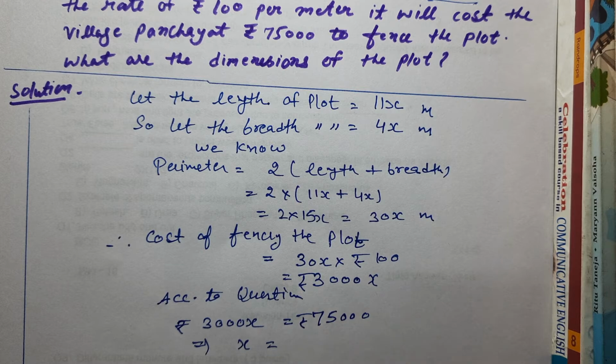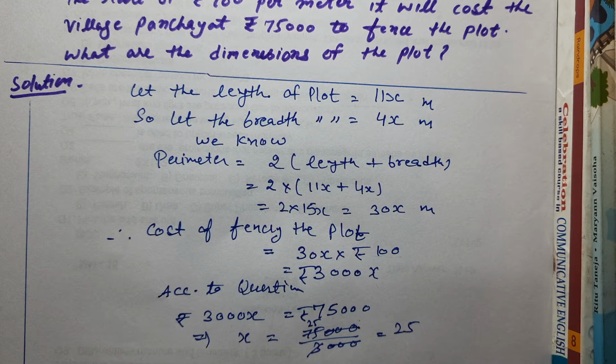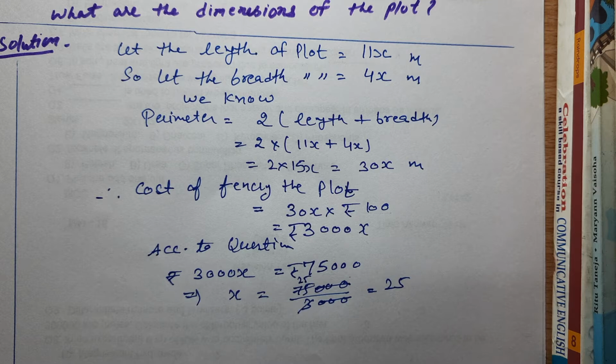Again understand the case. At the rate of rupees 100 per meter, it will cost the village panchayat rupees 75,000. First of all, we have to find the cost of the plot. Then according to the question, total cost is rupees 75,000. So x comes out to be 75,000 divided by 3,000. Zeros with zeros cancel, we are left with 25. 3 into 5 is 15. Clear? Now, what do we need to find? We need to find the dimensions. Dimension means length and breadth. We have found the value of x.